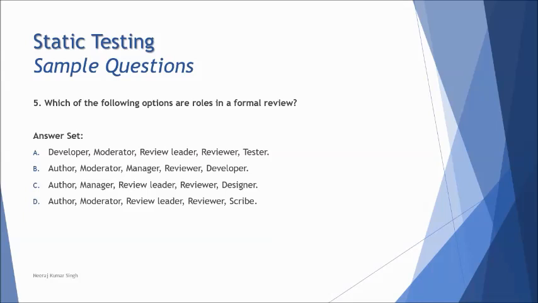B, author, moderator, manager, reviewer, and developer. Developer again is not a role. B is eliminated. C, author, manager, review leader, reviewer, and designer. No, designer is also not a role, but when you look at D, author, moderator, review leader, reviewer, and scribe. So that's the most relevant option here again, which is skipping one of the roles, and it completes everything, that is manager. So D is the right answer for this question.